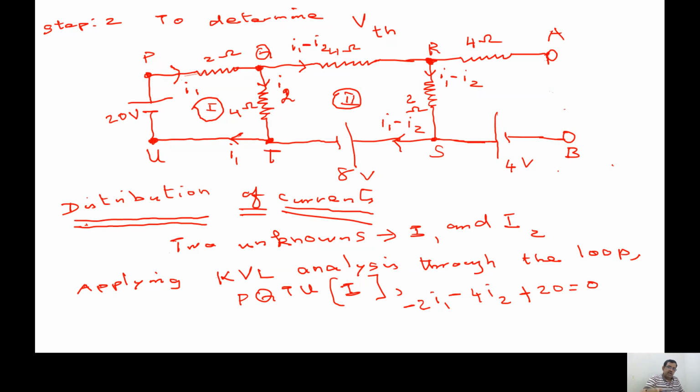RABS. Let us redraw only the loop RABS. If I draw that loop, I will get it like this. Redrawing the loop that consists of the Thevenin's voltage. We want to find Thevenin's voltage. We know the current now. So how do we do that?